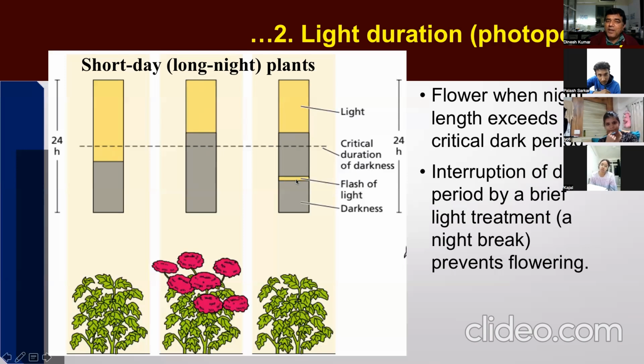In another case, the darker period is longer than the critical period. But in between, during the dark period, you have given a flash of light for 10 minutes only, and the plant will not flower. So this plant was depending upon the dark period for flowering. Although the total darkness period was even more than critical here, still you have given a flash of light, so it has not flowered. Therefore, it is a long night plant or short day plant.